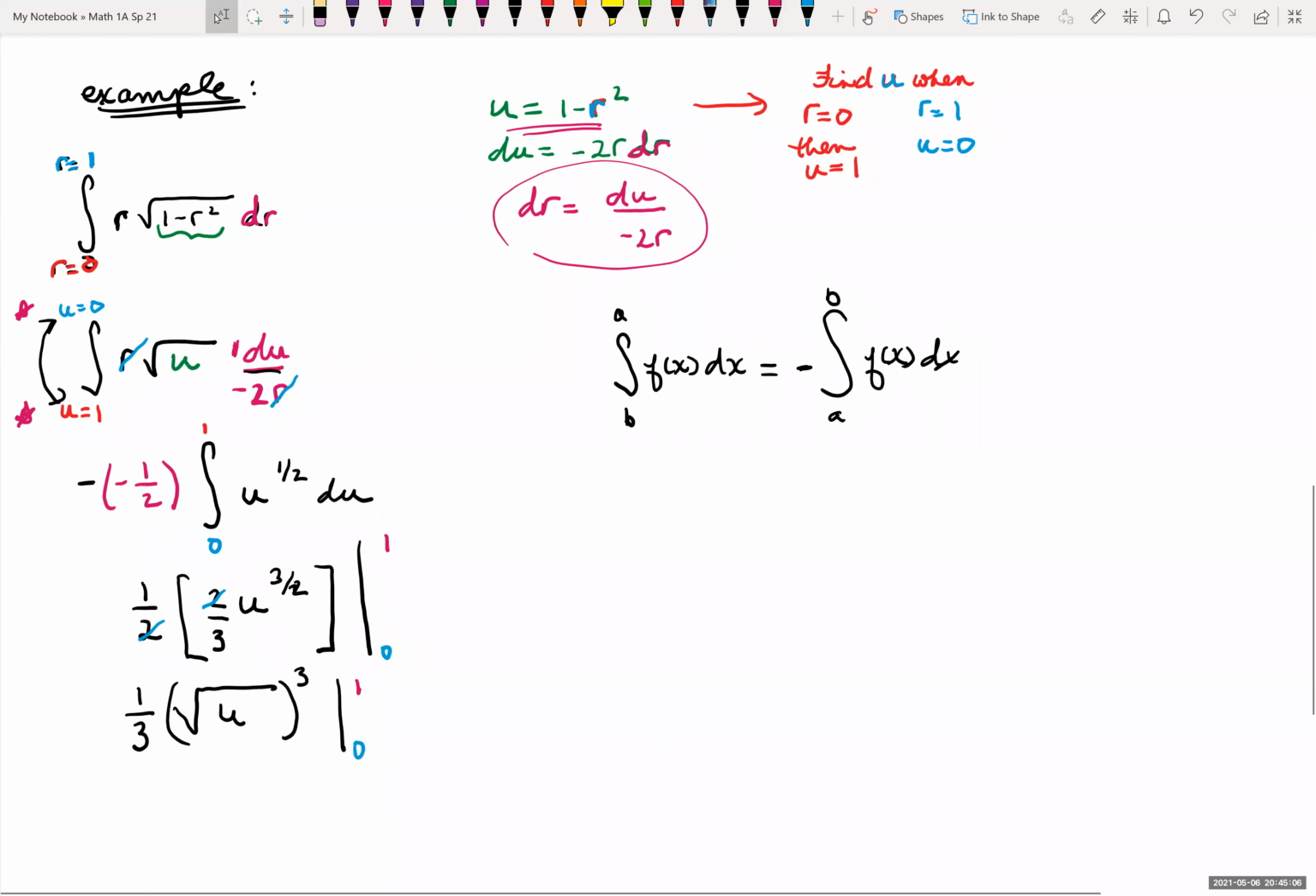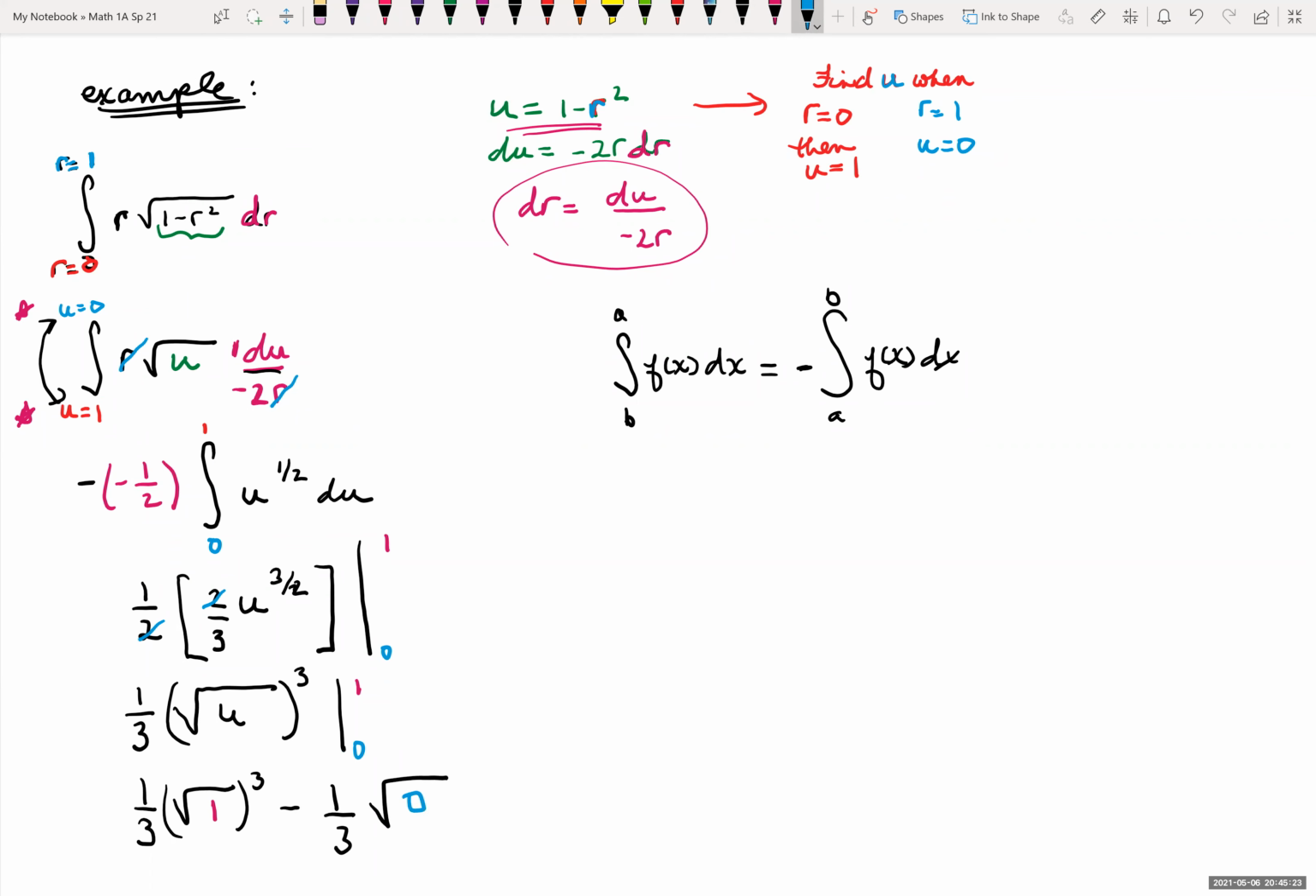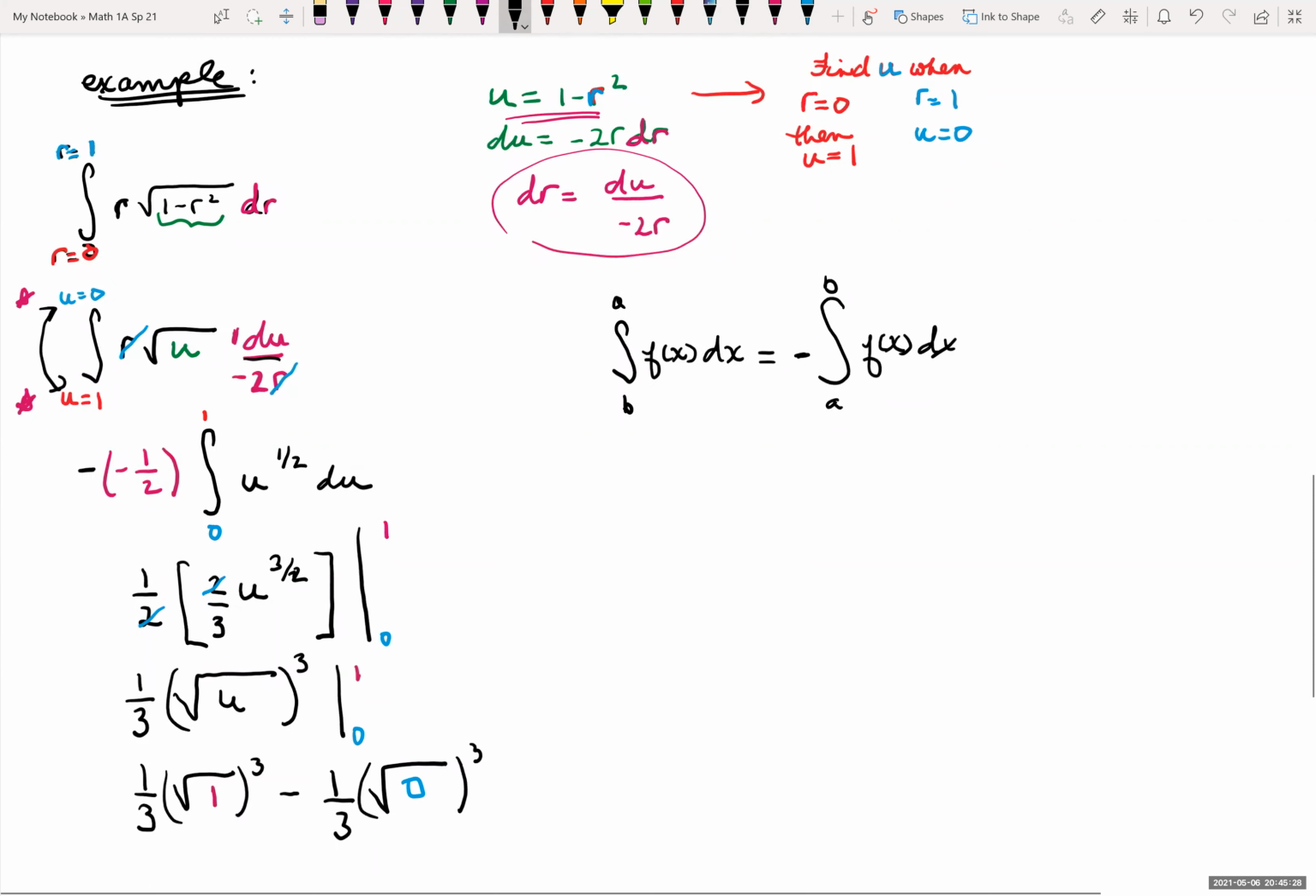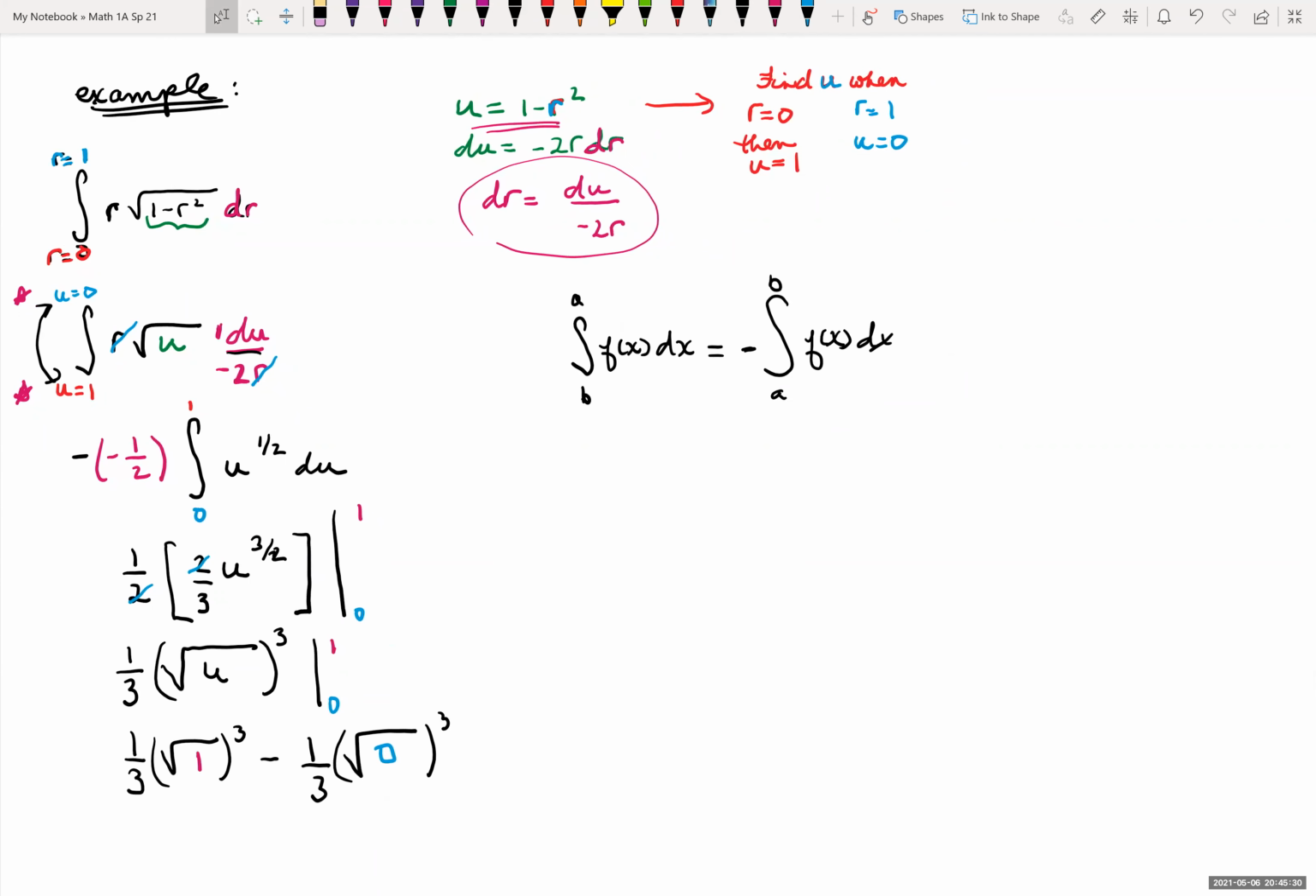So plugging in our upper bound first, we have 1/3 times the square root of 1, cubed, minus 1/3 times the square root of 0, cubed. Well, the square root of 1 is 1, and 1 cubed is 1, and so this gives us back 1/3 minus 0. So we have 1/3 minus 0, which is 1/3.